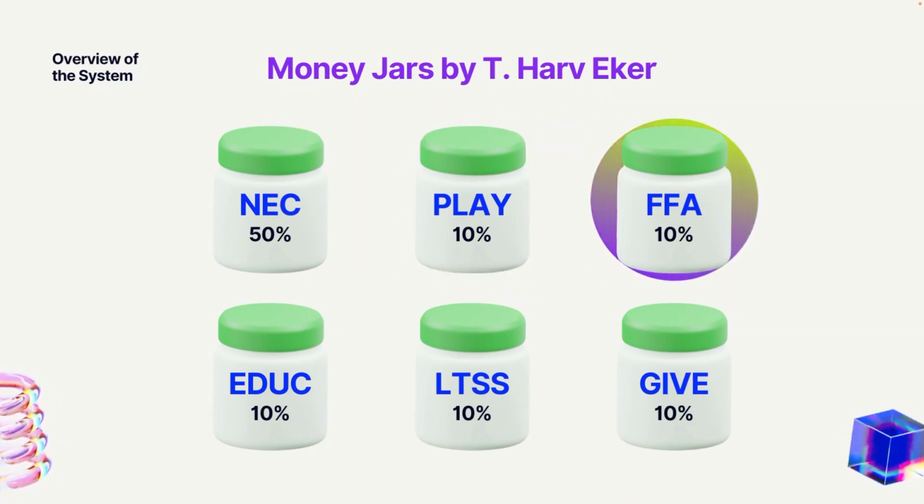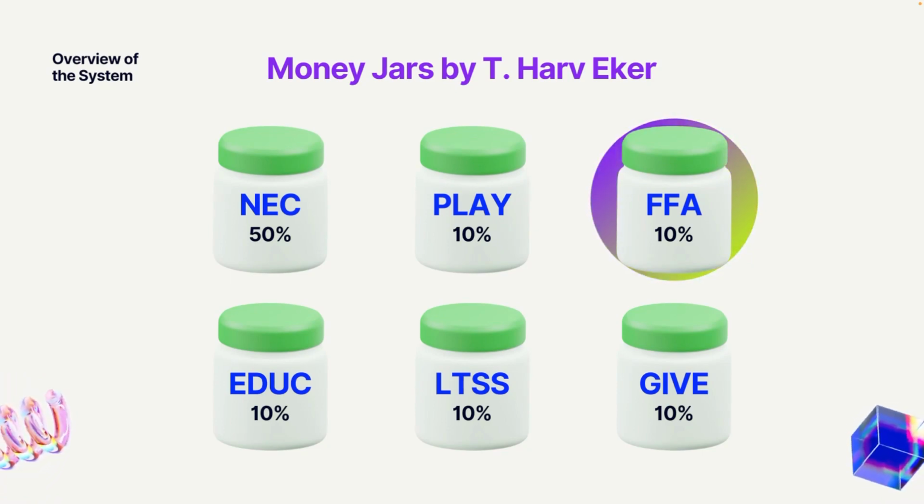The third jar is the financial freedom jar, or the FFA. This is your golden goose. This jar is your ticket to financial freedom, and this money that you put into the jar is used for investments and building your passive income streams. You never spend this money. The only time you would spend this money is once you become financially free.